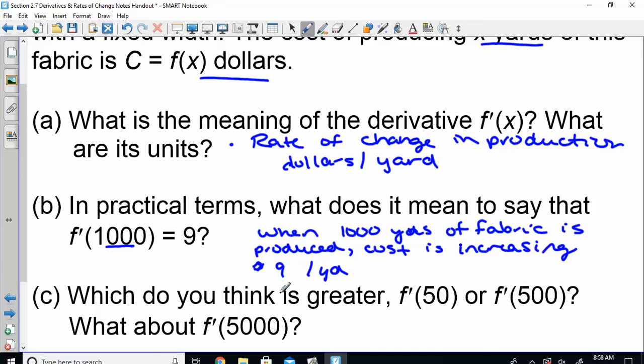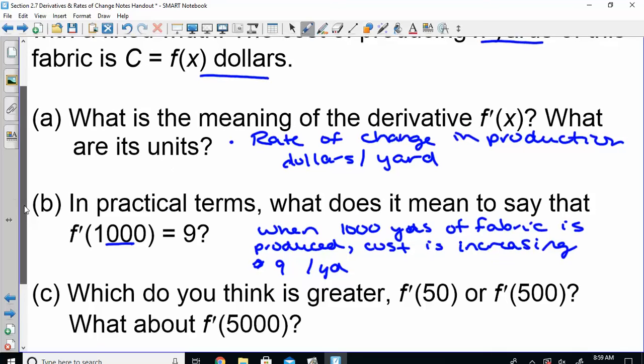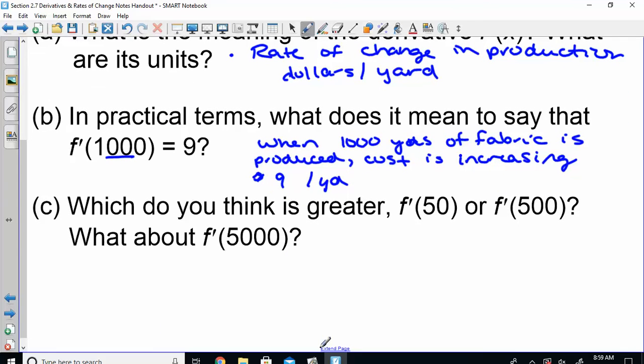So part C. Okay, my touch isn't working on my board today. It's really frustrating.